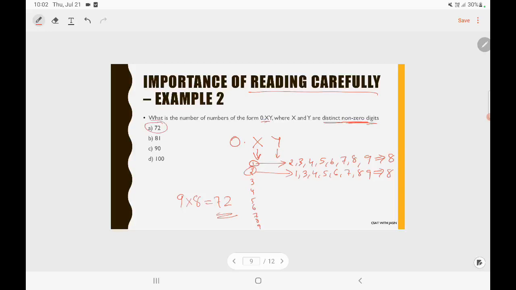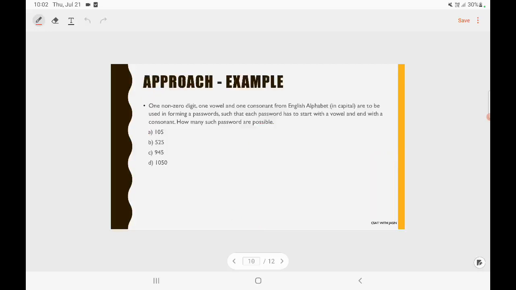So here also, while reading the question, you should be careful that x and y are distinct numbers. If you are not reading carefully, you will get this answer wrong. Okay, so that's why reading carefully is very important. Now I will show you another example where I will show you the approach.